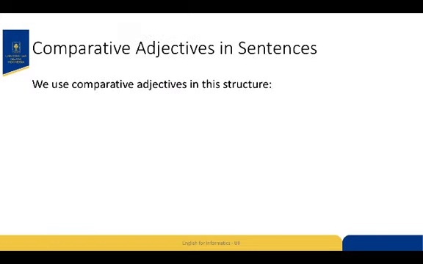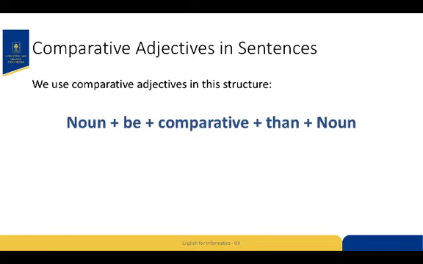And the next one is the structure of comparative adjectives. So we have the following structure here when we want to use comparative adjectives: noun, modal be, comparative, then, and noun. Examples of modal be are: are, is, was, and were.